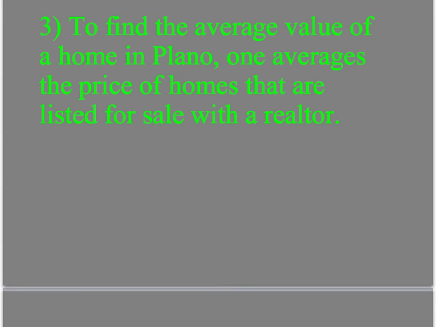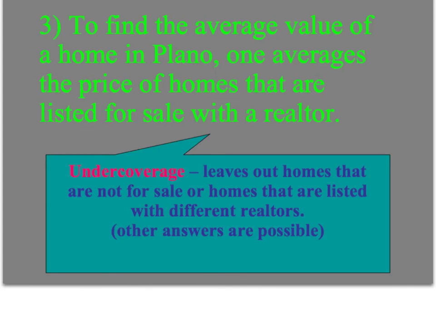And our last example, it says to find the average value of a home in Plano, one averages the price of homes that are listed for sale with a realtor. What sorts of bias would come into play in this type of sample? Undercoverage. This leaves out homes that are not for sale or homes that are not listed with, or homes that are listed with different realtors.